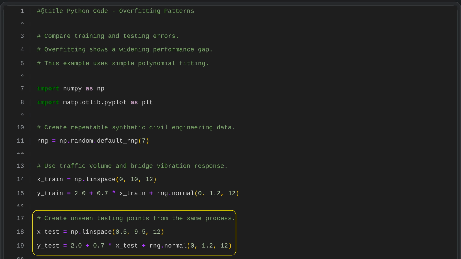We create 12 evenly spaced test points between 0.5 and 9.5 to represent unseen data. For each point, we generate a matching y value using the same linear pattern as the training data, where y equals 2 plus 0.7 times x. Then add random noise with mean 0 and standard deviation 1.2. This keeps the test data generation consistent with the training process.